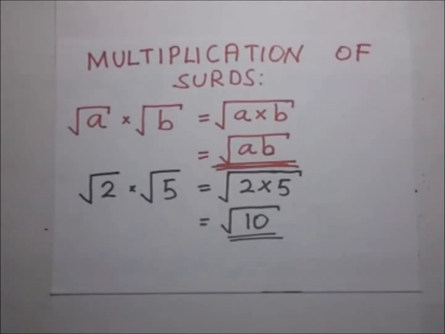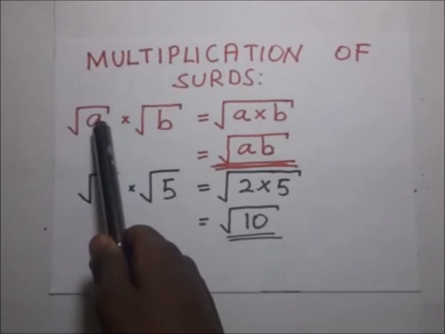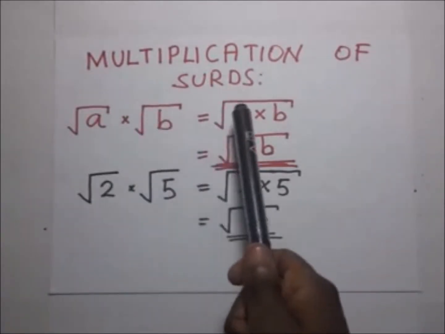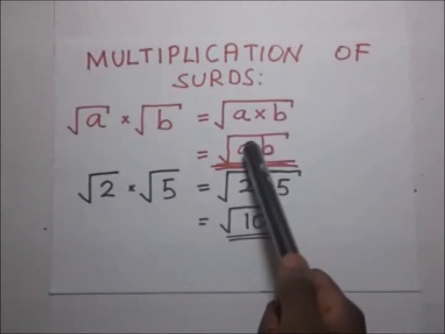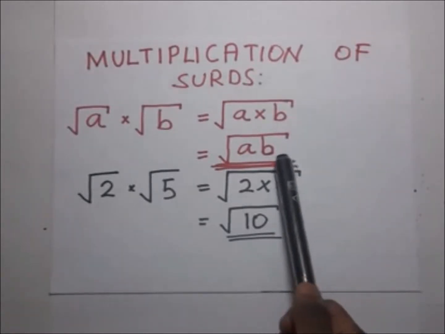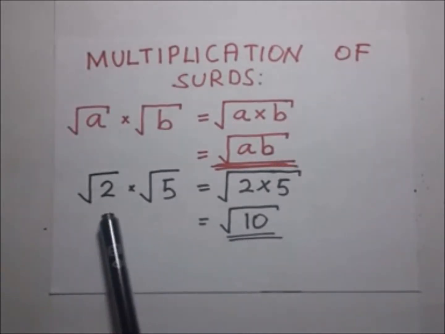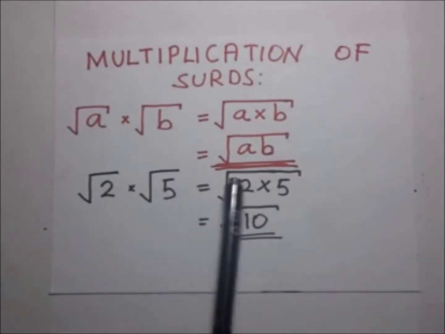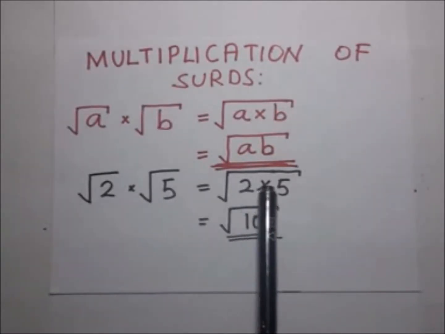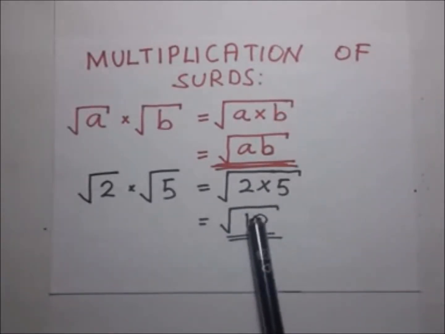Now, it is as simple as what we've been doing before. When we are multiplying surds, for example root of a times root of b, it's the same as the square root of a times b, which is the square root of ab. An example here is that the square root of 2 times the square root of 5 is the same as the square root of 5 times 2 combined, which is the square root of 10.